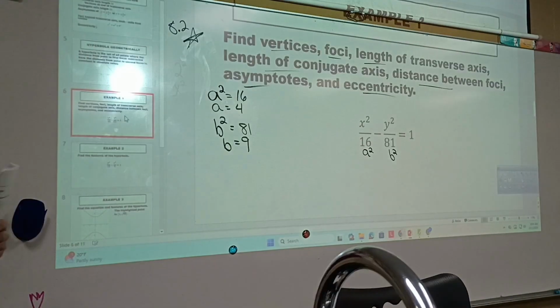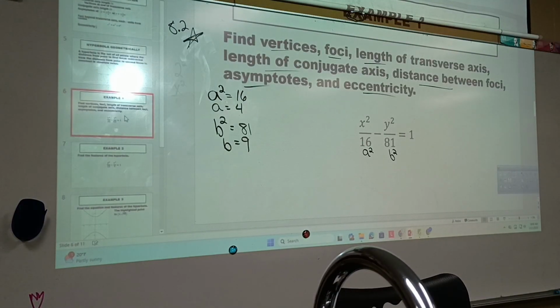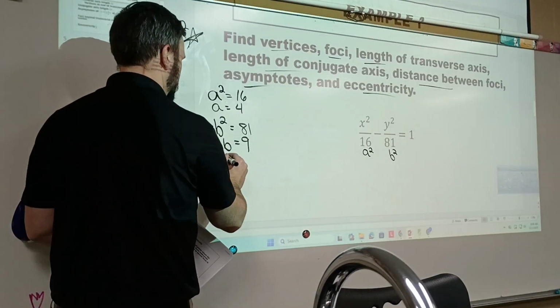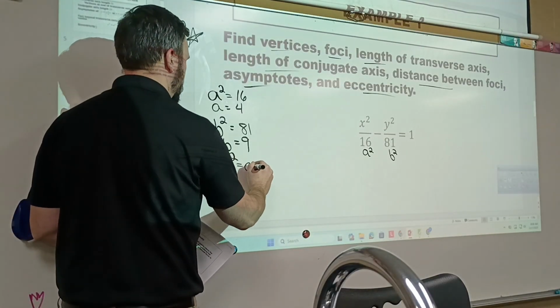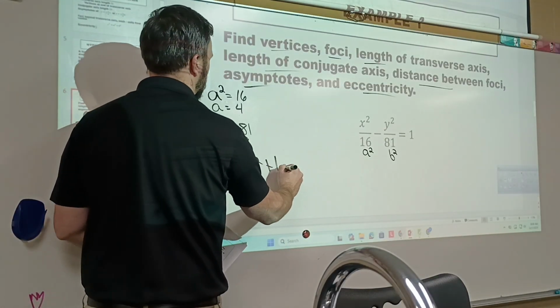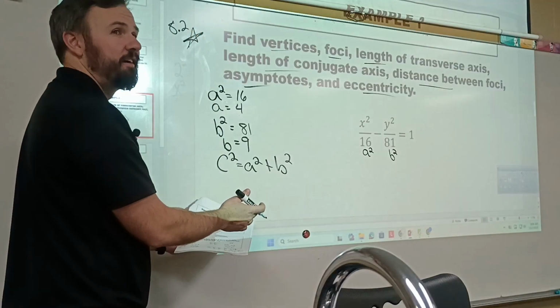Now for hyperbolas, c squared equals a squared plus b squared. Ellipses you subtracted, but for hyperbolas, you add them. Good old Pythagorean theorem.